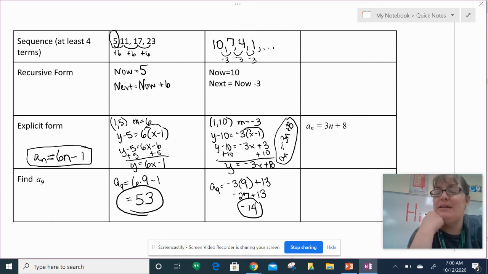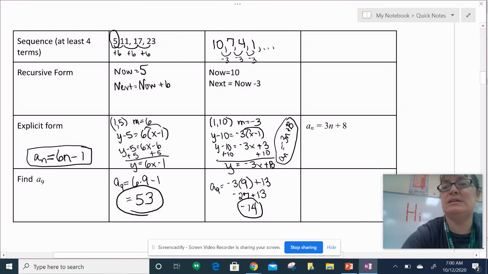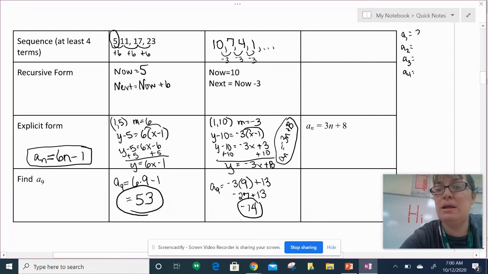All right, last but not least, what if I give you the explicit form and I ask you to find the rest of this information? Just like before, I think it's always easiest to start by finding your sequence. So what we're going to be doing is looking for a sub 1, a sub 2, a sub 3, and a sub 4. In other words, we're going to replace the n value with a 1, 2, 3, and 4. So with a 1, it would be 3 times 1 plus 8. 2 would be 3 times 2 plus 8.